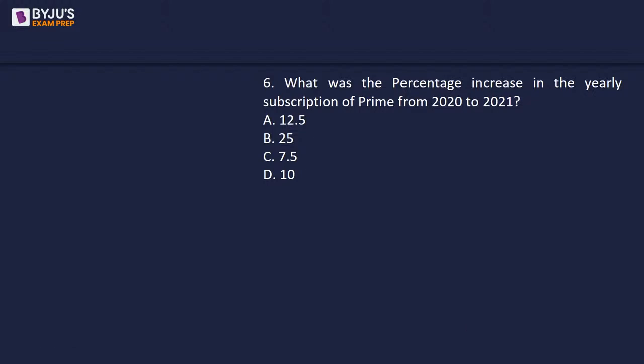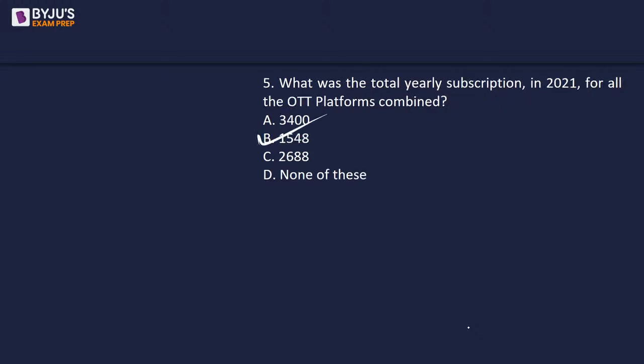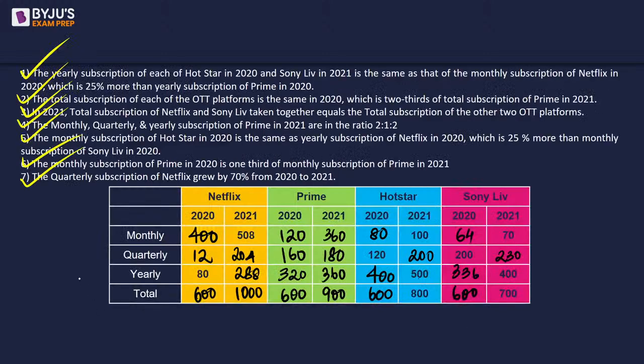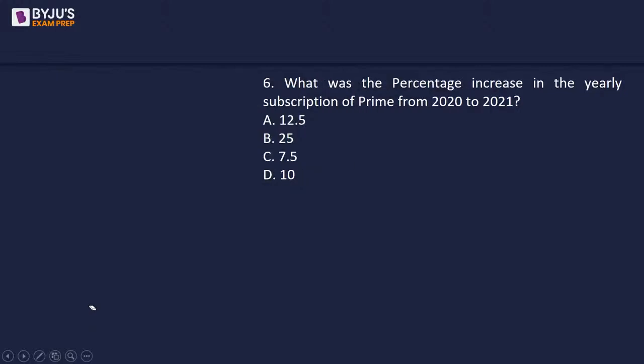So that mistake. Okay, next, what was the percentage increase in the yearly subscription of Prime from 2020 to 2021? Yearly subscription of Prime, 320 to 360. That's an increase of 40 over 320, right? So increase of 40 over 320 is same as saying increase of 1 over 8, which is 12.5% increase, right? So option A.